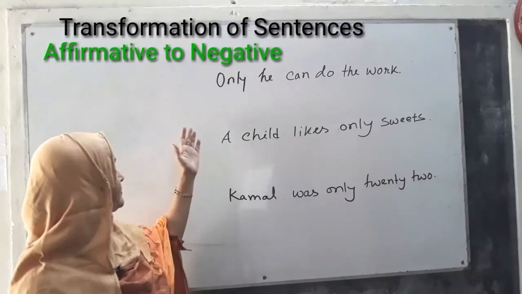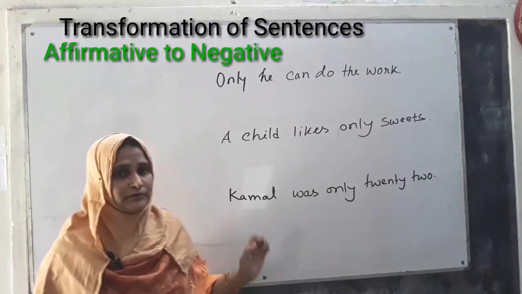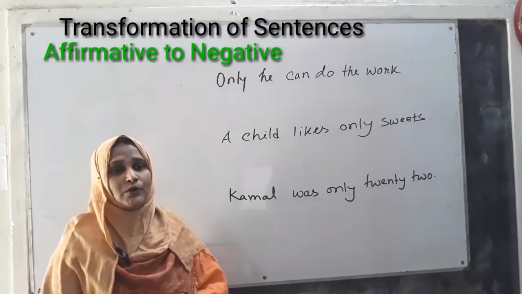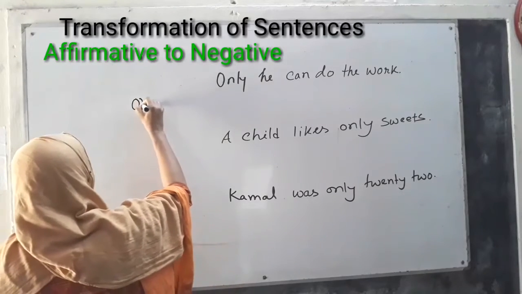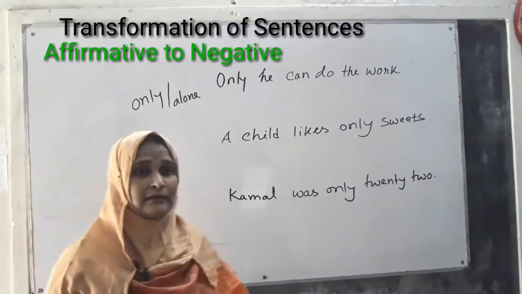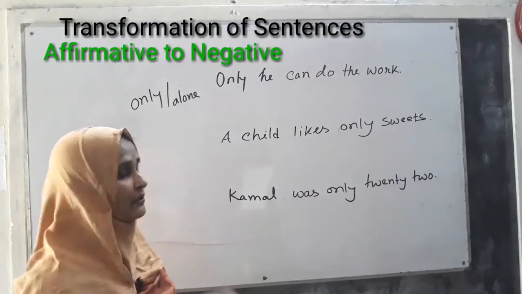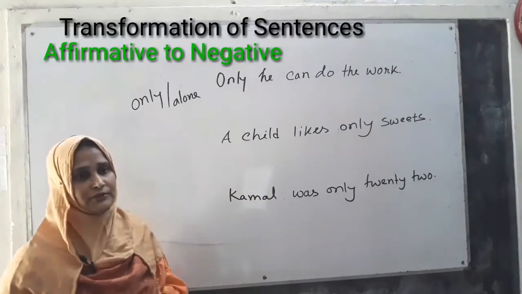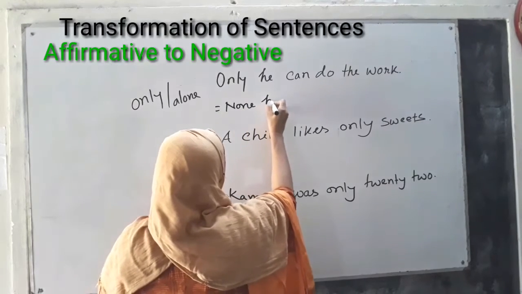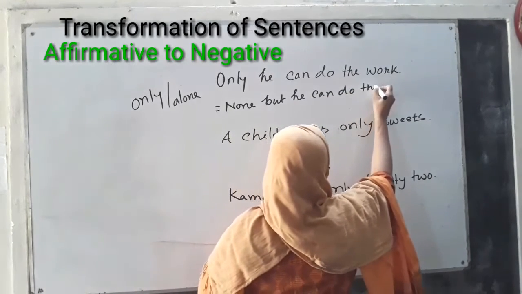Here we see only is used in three sentences. If there is only or alone in the affirmative sentence and it indicates a person, then only or alone is replaced by none but. None but he can do the work.